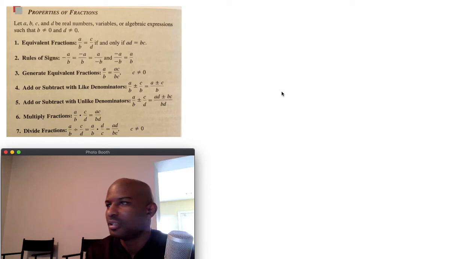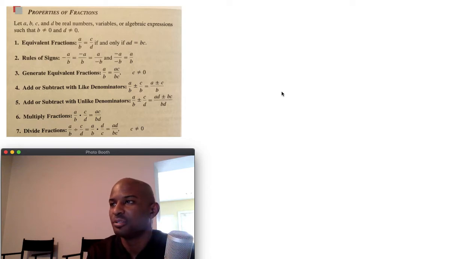Number 4 is add or subtract with like denominators. Basically, that states that a divided by b plus or minus c over b is the same exact thing as a plus or minus c, divided by b. Then rule number 5 is add or subtract with unlike denominators: a divided by b plus or minus c over d is the same exact thing as a times d plus or minus b times c, divided by b times d. That's a little more complicated. We're going to get to that one later down the road, but for right now, I just want to make sure that we know what the rules are.